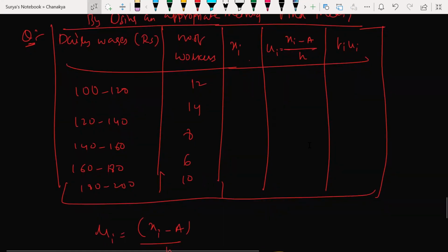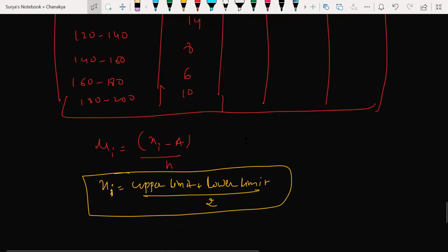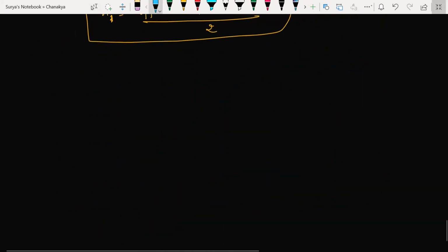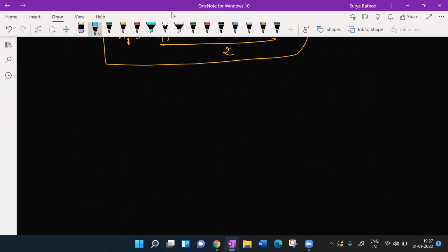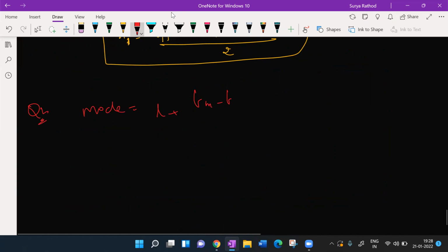Let me give you the question. I will solve the mode and median formula. You have mode and median, right? You know the mode and median formula. What is the mode formula? Mode formula is L plus, first, L plus Fm minus F1 minus F2.